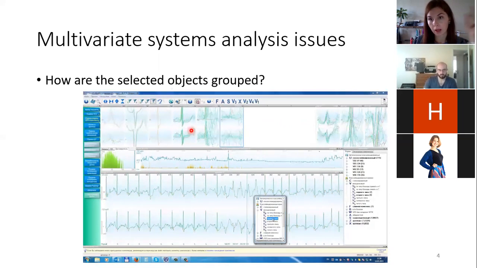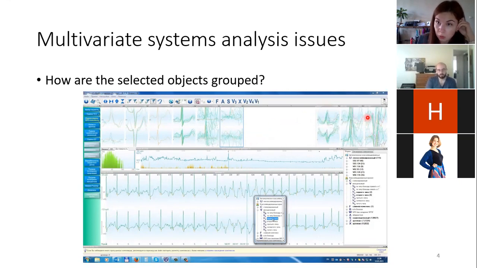So the algorithm calculates some distance in some way between complexes and groups them into clusters. In these clusters, you see that we have some normal complexes, abnormal complexes, the first one, second, and the third. And here we also have some strange shape. And we have some noisy groups, yes?